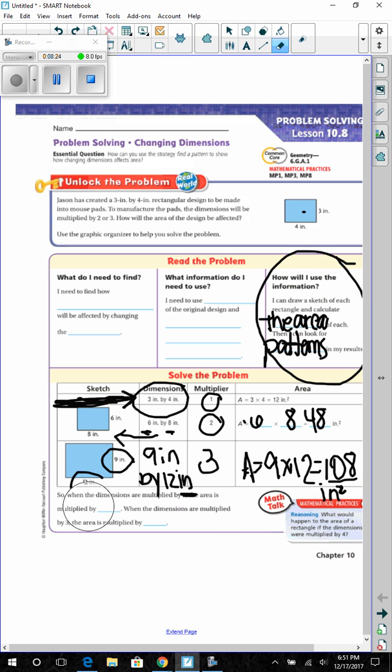So let's erase this. So when the dimensions are multiplied by 2, the area is multiplied by 4, which is 2 times 2. When the dimensions are multiplied by 3, the area is multiplied by 9, which 9 is 3 times 3.